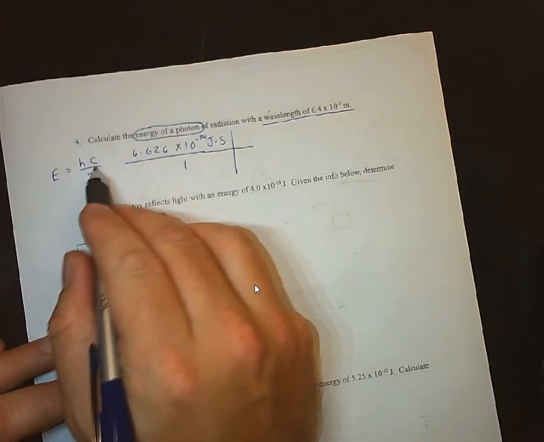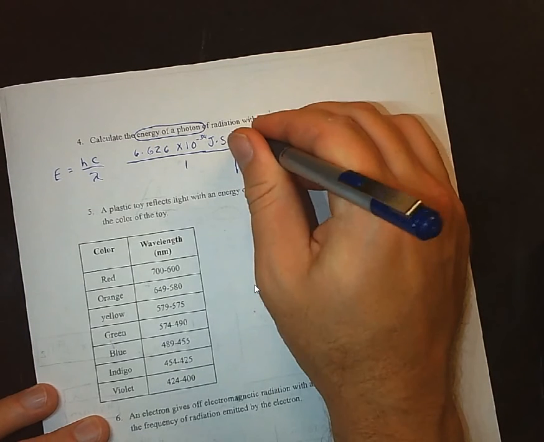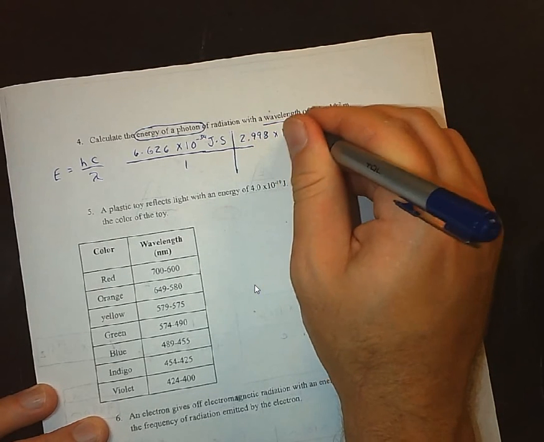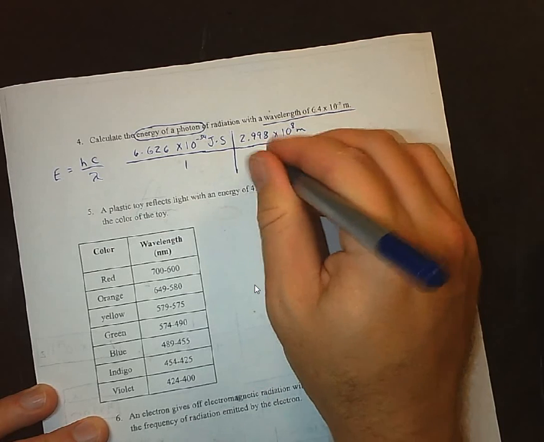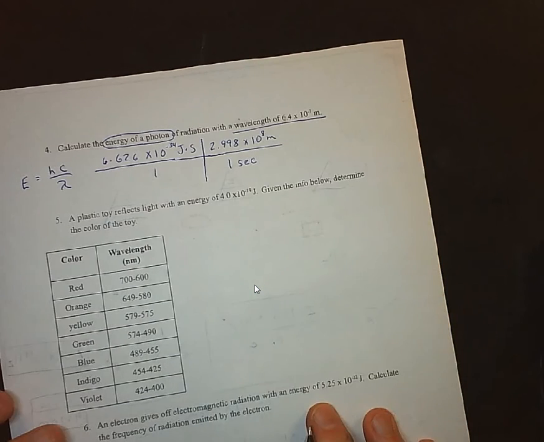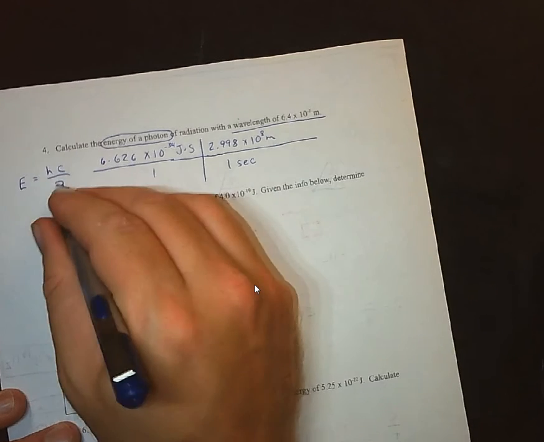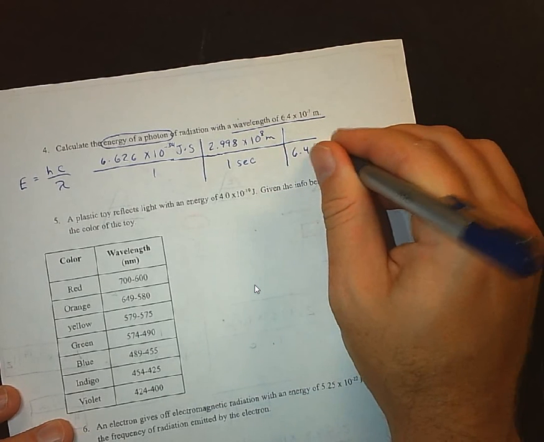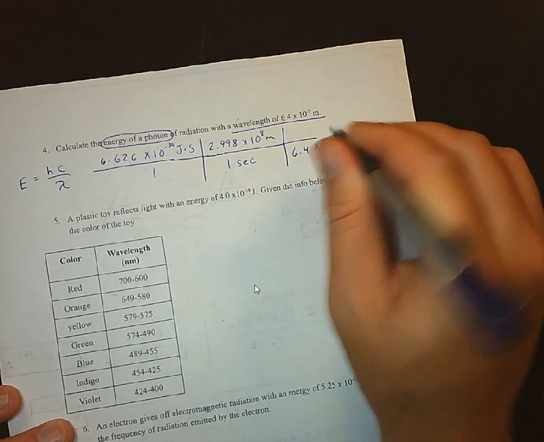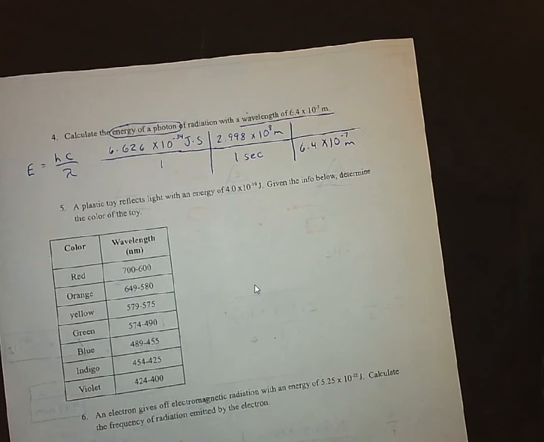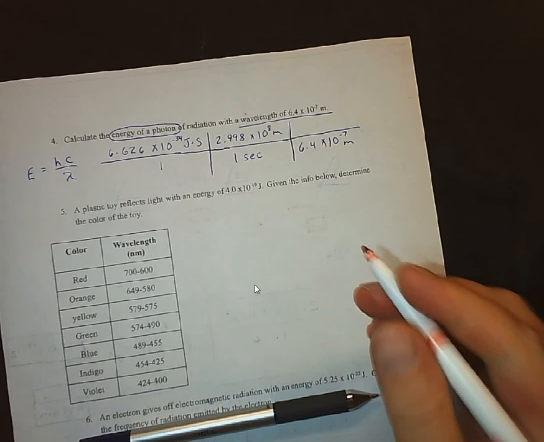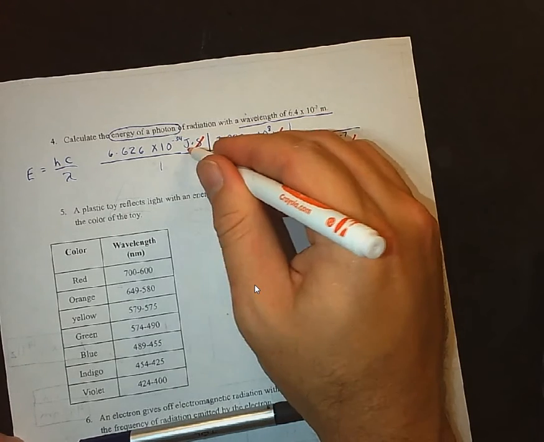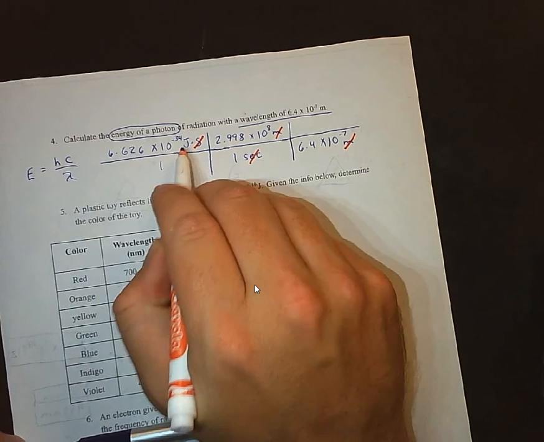Next box over, we're going to multiply it by c, speed of light. 2.998 times 10 to the 8th meter per 1 second. Okay? And lastly, we're then going to divide by our wavelength. So wavelength is 6.4 times 10 to the negative 7 meters. Okay, let's see what cancels out here. Seconds cancels out with seconds. Meters cancels out with meters. We're left with joules. We're looking for energy. Energy we measure in joules. We know we've set this up correctly.